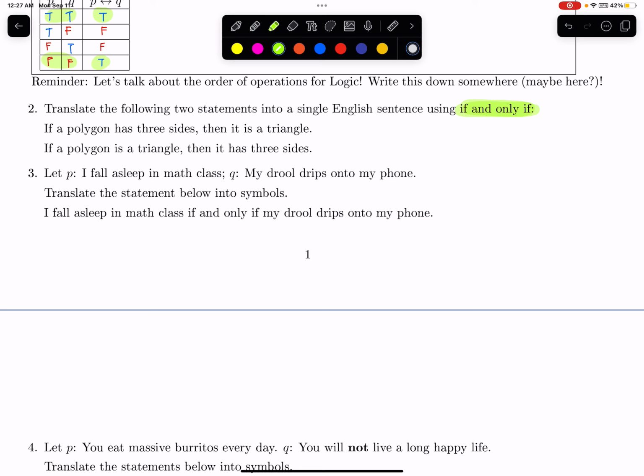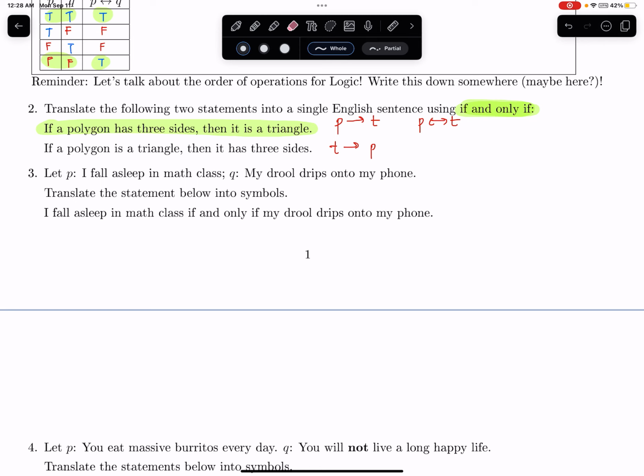So it says, if a polygon has 3 sides, then it is a triangle. Let me just, for my own sake, write a little note. What is this symbolically? That would look like, if a polygon has 3 sides, let's say T for having 3 sides. Actually, no, that's not a good idea because I'm going to use T for triangle. Let's use P for polygon. Polygon has 3 sides, then it's a triangle. Second statement, if a polygon is a triangle, then it has 3 sides. I want to combine those two to make an if and only if statement, P if and only if T. Okay, that's the target goal.